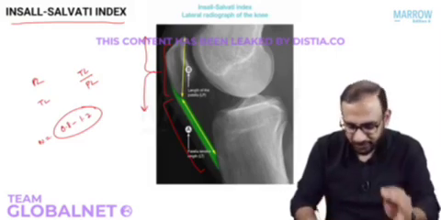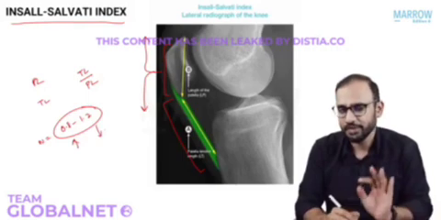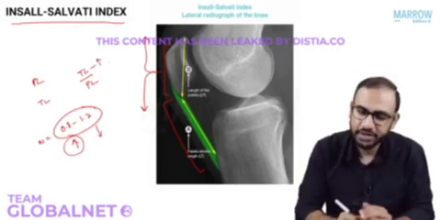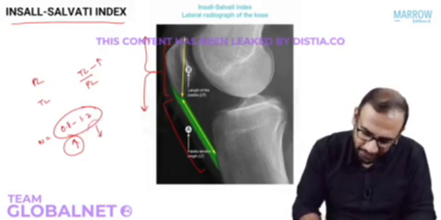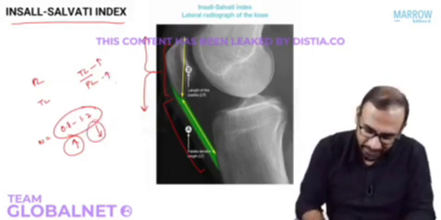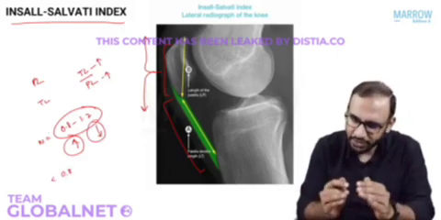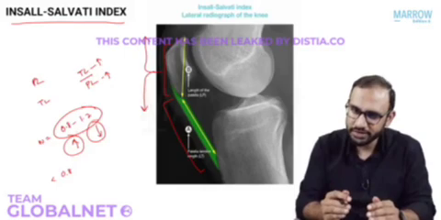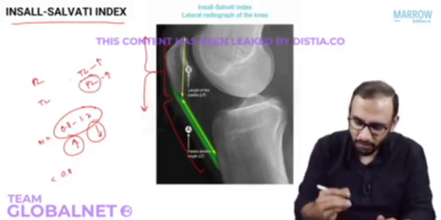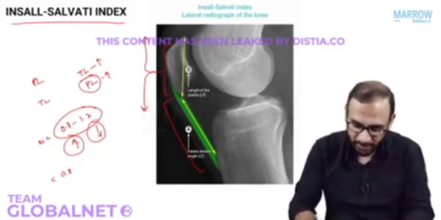Now imagine if this ratio increases, what will happen? And if this ratio decreases, what will happen? Simple way, ratio increases means the numerator is increasing. Ratio decreases means the denominator is increasing, right? So if it is less than 0.8, the ratio is decreasing. What is increasing? Patellar length is increasing. That is known as patella baja. Short tendon, patella baja.